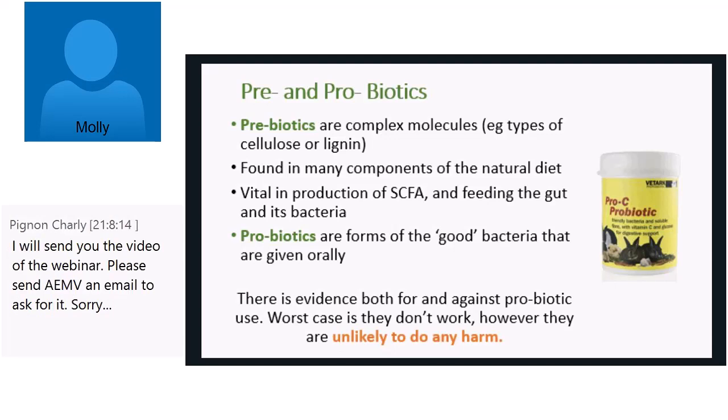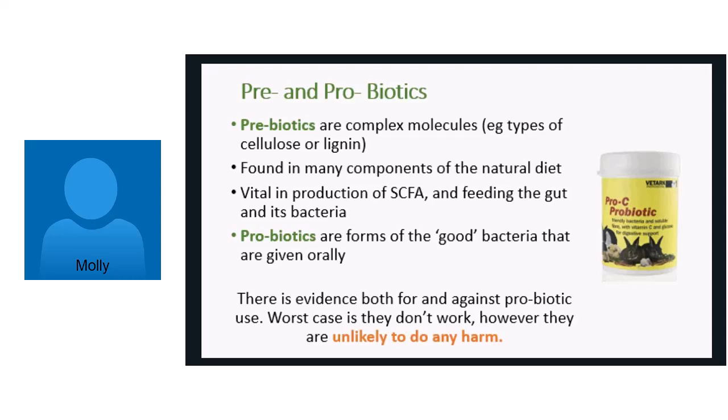What about pre and probiotics? So having said that gut bacteria, the microbiota, is essential, let's see what we can do to manipulate it. Prebiotics are dietary constituents that you will use to feed those good bacteria. They're found in a lot of the normal diets, so things like lignin, for example, or types of cellulose. And these are vital in the production of short-chain fatty acids that feed the gut and its bacteria. So it feeds the cells of the gut lining, and it feeds the bacteria, it feeds the microbiome.